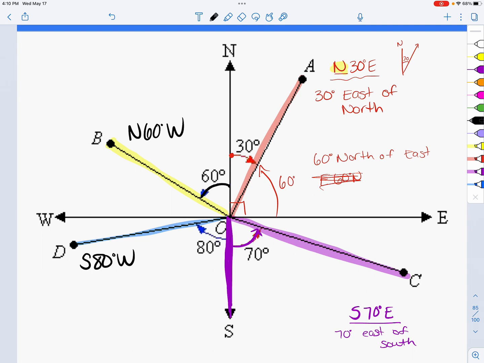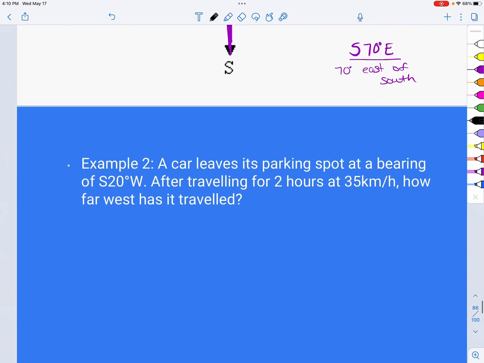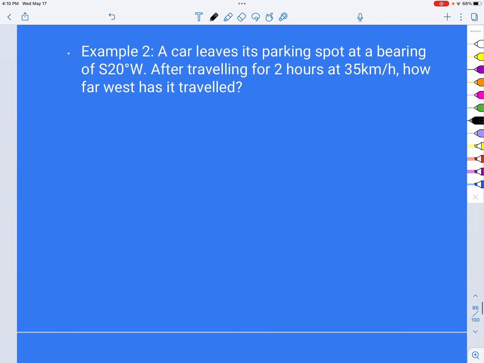Okay. So let's put this into a problem now. A car leaves its parking spot at a bearing of south 20 degrees west. After traveling for 2 hours at 35 kilometers an hour, how far west has it traveled? This is where I would quickly jot down north, south, east, west, just so you don't forget those. Pause the video, try to draw this diagram.